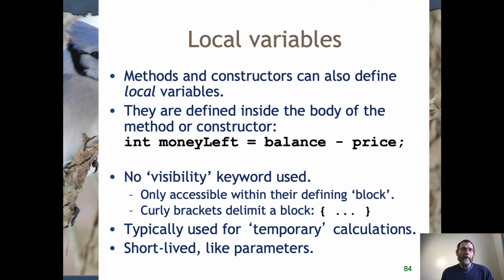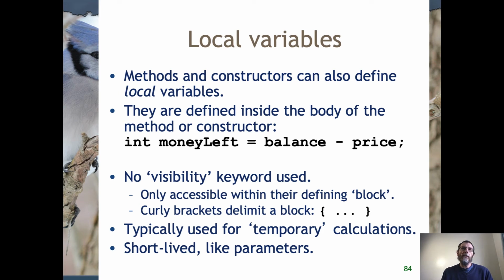Why do we have local variables? Well, they're typically used as helper variables for temporary calculations inside the body of a method to help it do its job. And they are short-lived. So again, they come into existence when a method or constructor is called, and then as soon as that constructor or method finishes, those local variables are thrown away, their values are lost, and any future calls to the constructor or method will result in a completely fresh version of that local variable being created.